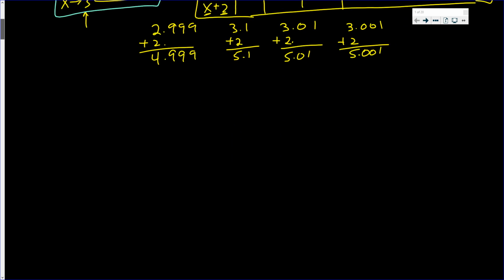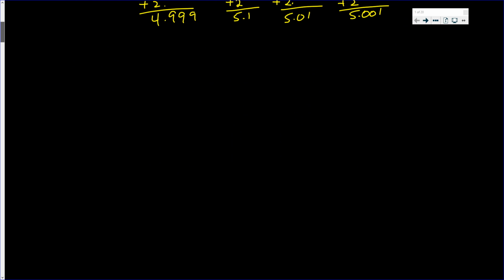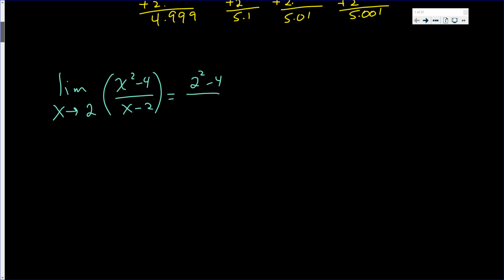Let us look at another one. Suppose you have the limit as x approaches 2 of x squared minus 4 over x minus 2. Well, if you plug in 2, you get 2 squared minus 4 over 2 minus 2, which is 4 minus 4 over 2 minus 2, which is 0 over 0, which is not allowed. It's called indeterminate.